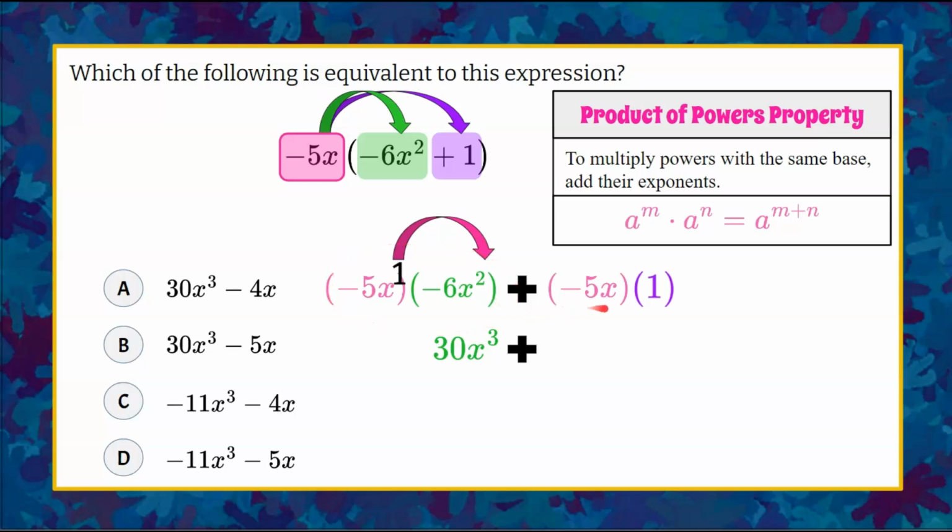Then our second set of terms to be multiplied, anything multiplied by 1 is itself. So this gives us negative 5x.